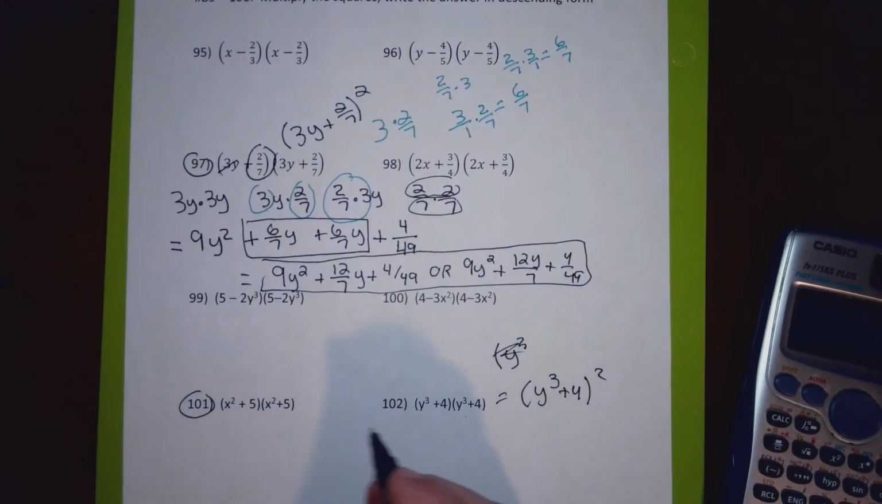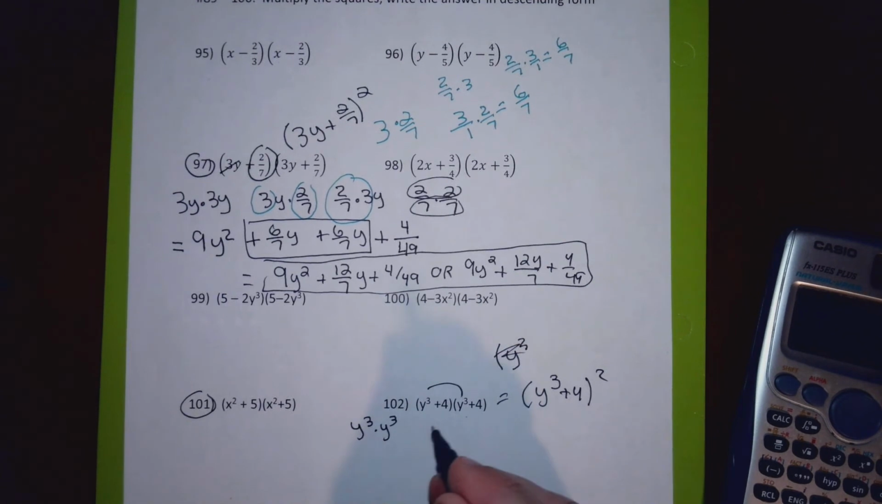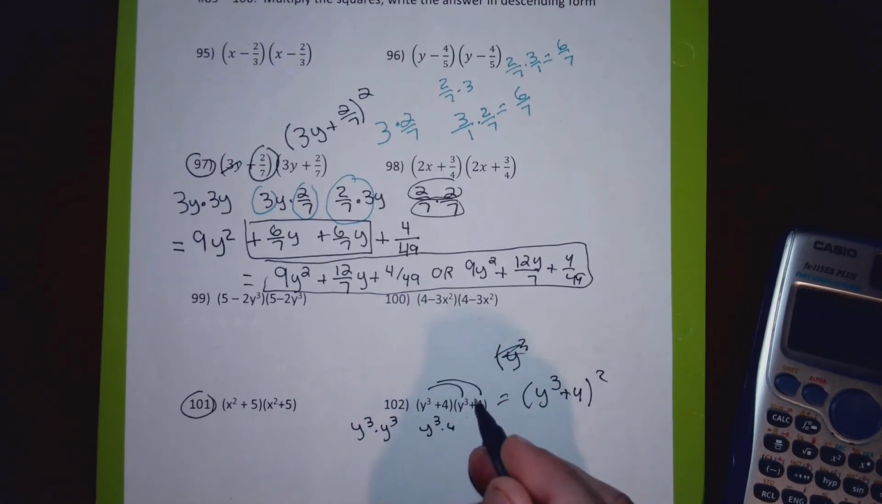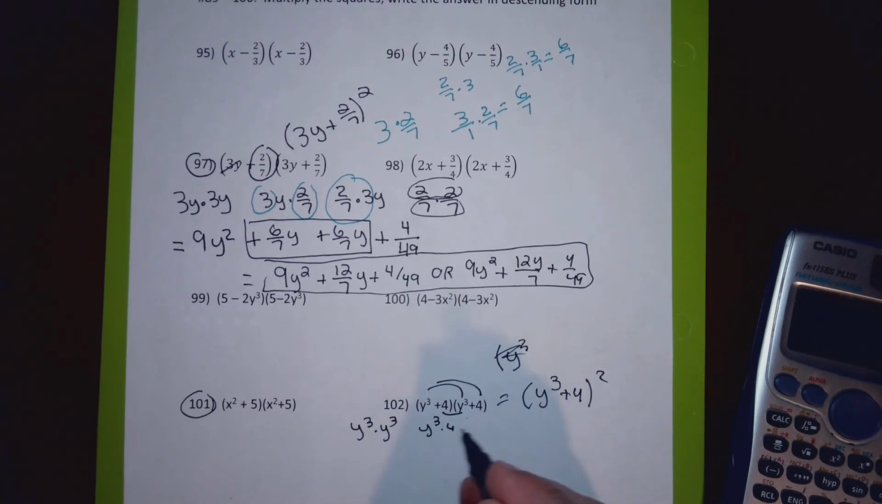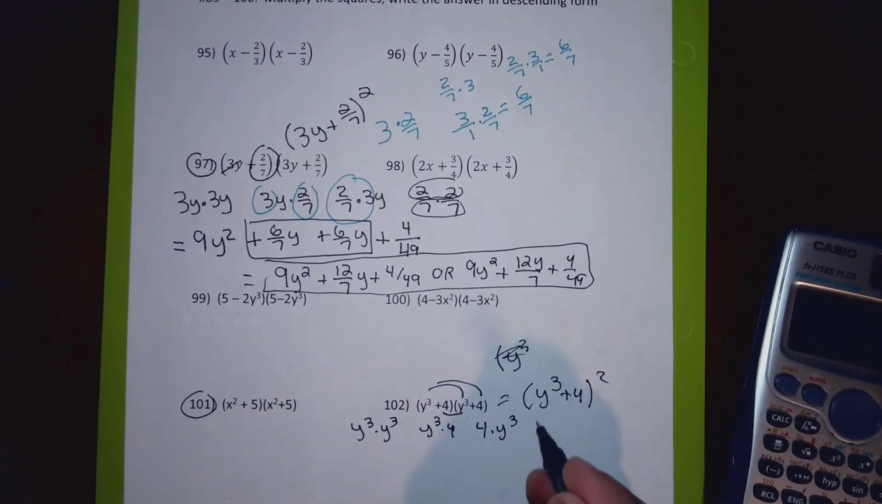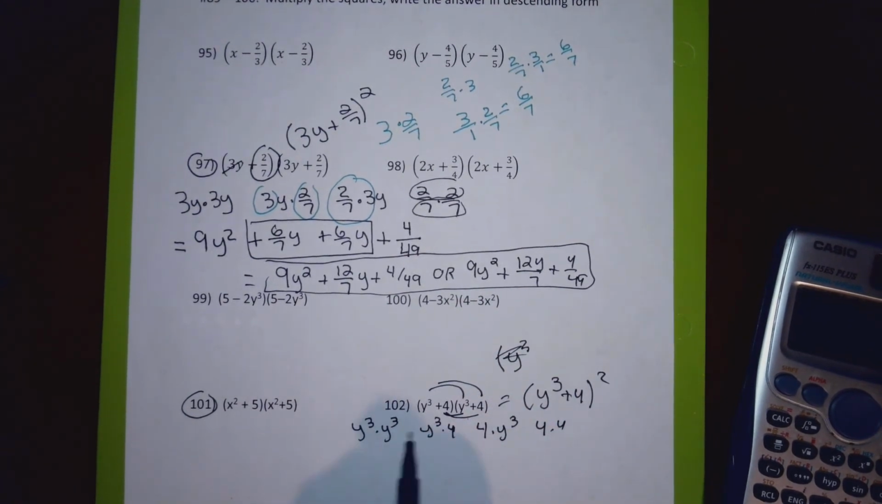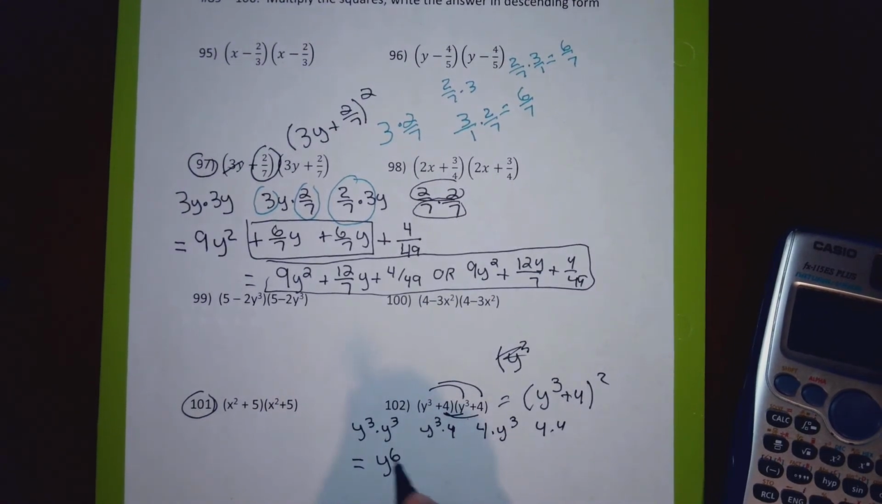So to do 102, I'm going to multiply the y cubed in the left parentheses by the y cubed and the 4 in the right parentheses. I'm going to multiply the 4 in the left parentheses by the y cubed and the 4 in the right parentheses. First multiplication, I add the exponents on the y's and get a y to the 6th.